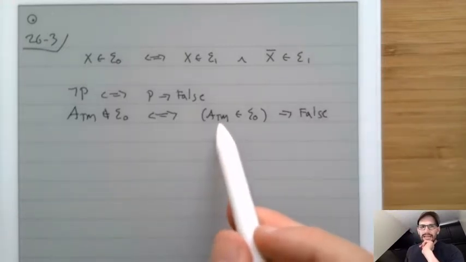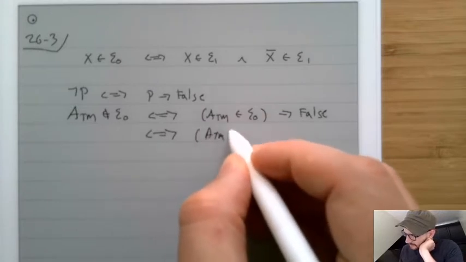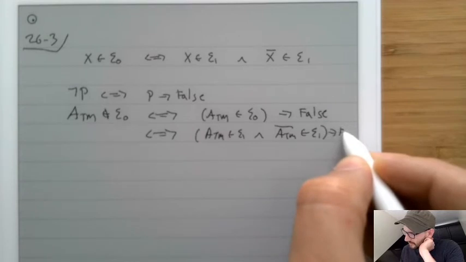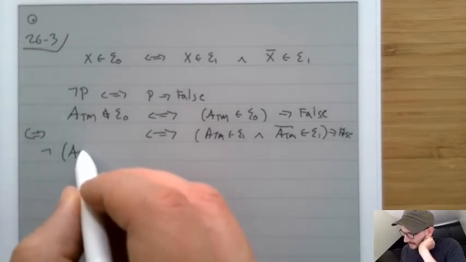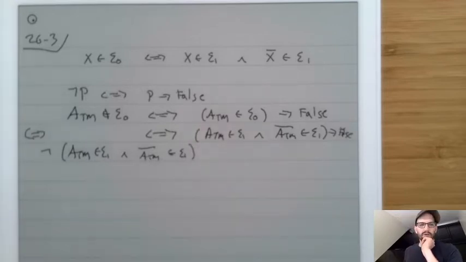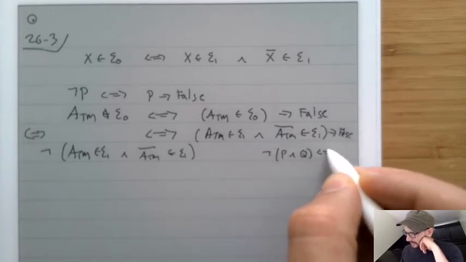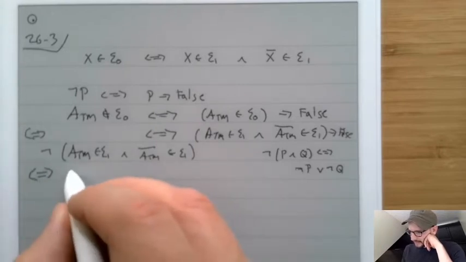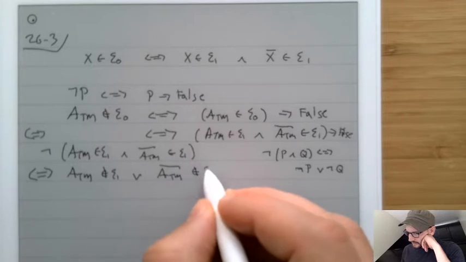Well, we know that ATM inside of sigma 0 is the same as that. So that means that ATM inside of sigma 1 and not ATM inside of sigma 1 implies false, which means that this is equivalent to saying that it is not the case that ATM is inside of sigma 1 and not ATM is inside of sigma 1. Well, anytime we have a not like that, we know that not of P and Q is the same as saying not P or not Q. So that means that this is the same as saying that ATM is not inside of sigma 1 or not ATM is not inside of sigma 1.